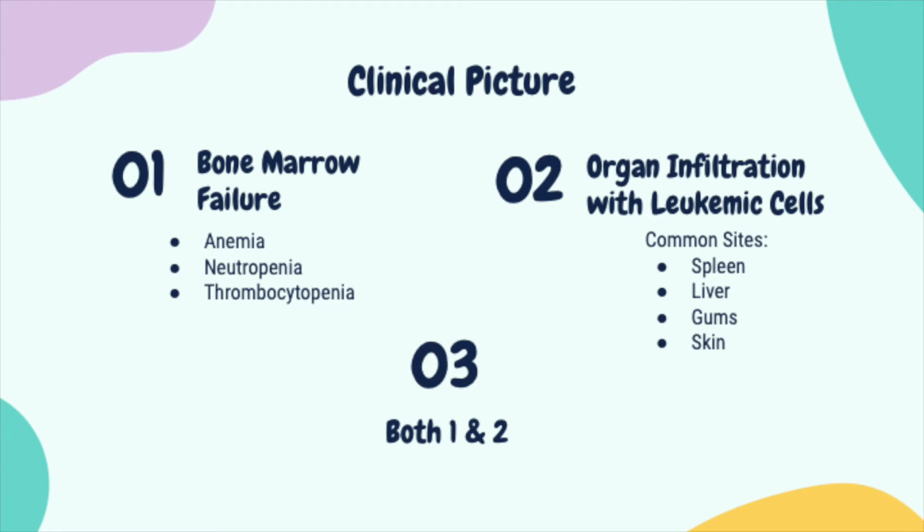Organ infiltration with leukemic cells: common sites are spleen, liver, gums, and skin. These patients usually have monocytic subtypes of AML, splenomegaly in the spleen, which is fullness in the left upper quadrant, gum infiltration, which leads to gingivitis due to neutropenia and thrombocytopenia causing gums to bleed, and leukostasis, which is very rare, but can be a result of AML cancer cell blasts clogging up blood vessels and making it hard for normal red blood cells that carry oxygen to get to tissues.